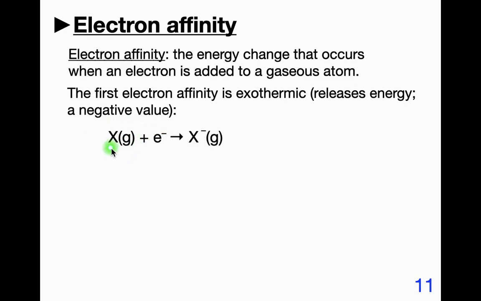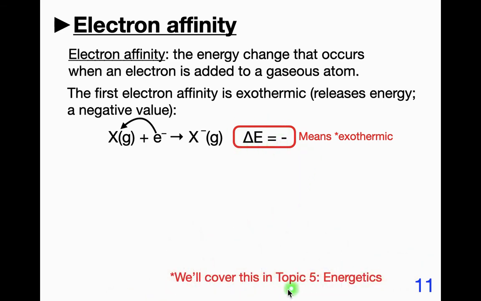So look at an example here. So to add this electron to this atom releases energy. It's exothermic. Now the delta E here, delta means change in, and the negative sign here, all of this is something that we'll talk about in topic 5, which is our third unit on energetics. So don't worry too much about the symbols and the negative sign and exactly what's going on there. Just remember that the first electron affinity is exothermic, releases energy.